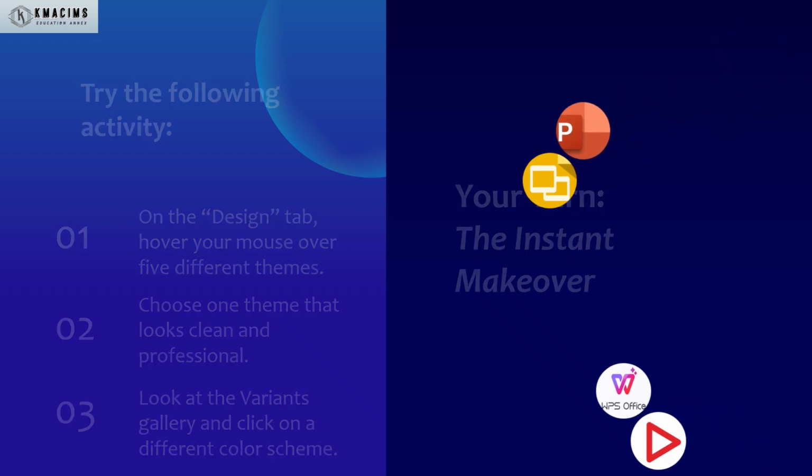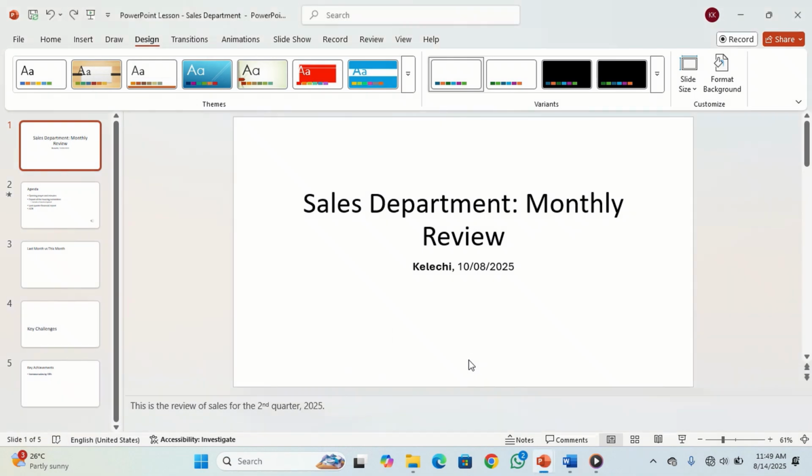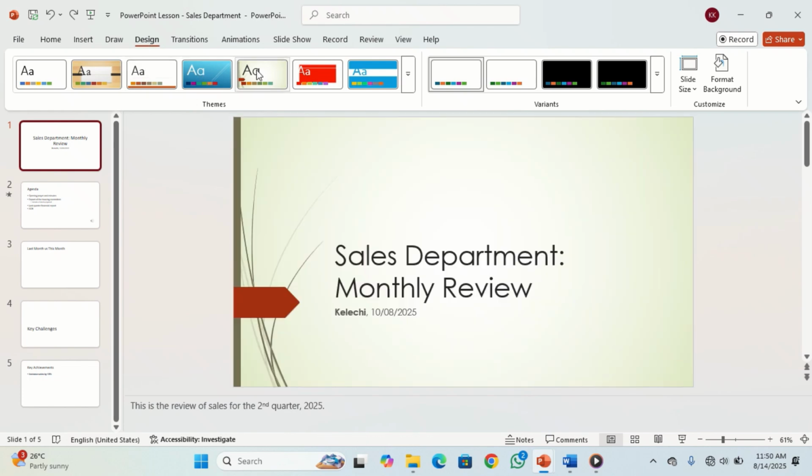Let's try it. Open the presentation you've been working on. 1. Go to the Design tab. 2. Hover your mouse over at least 5 different themes. Watch how your slide changes with the live preview.